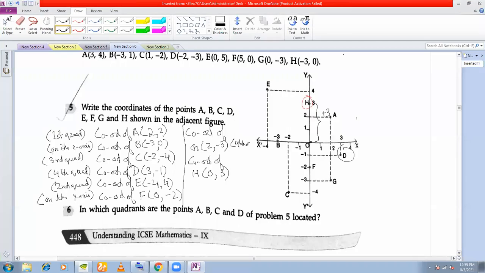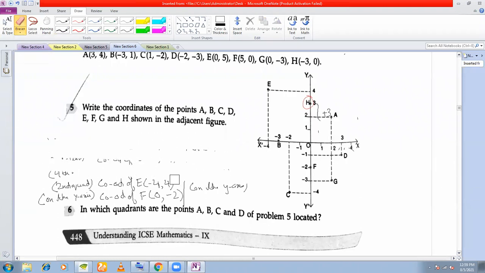Fourth quadrant. Okay, what about H? So y-axis. On the y-axis. That's it. So that finishes this.